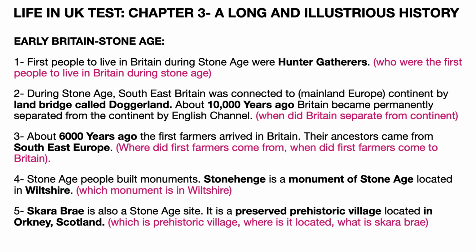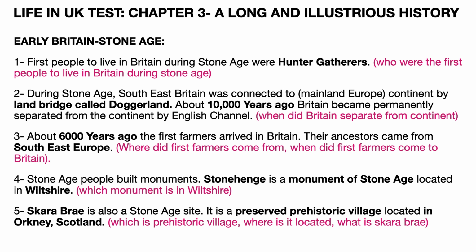So, this chapter of a long and illustrious history, I will be concentrating on early Britain, and this chapter has a number of subdivisions in it. The first one is about Stone Age people. The first people to live in Britain during the Stone Age were hunter gatherers. Lots of MCQs come on it, and the question asked is who were the first people to live in Britain during the Stone Age? They are the hunter gatherers.